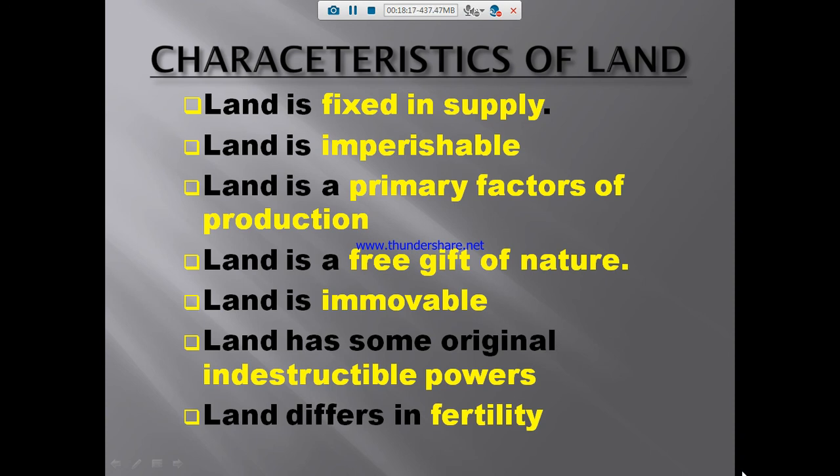So we have seen up to the characteristics of land. Okay, tomorrow we can see the remaining things.